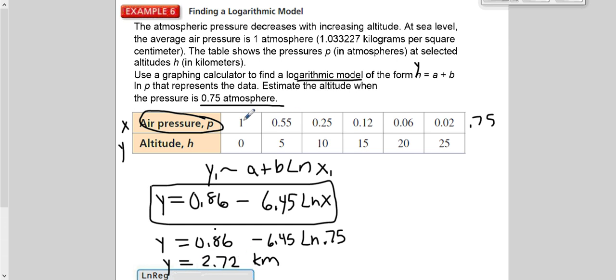We want to make sure that makes sense. So let's look at our table. If X is 0.75, that would be between these two numbers here, between 1 and 0.45. Is 2.72 between 0 and 5? It is, so that seems to make sense in the context of our problem. And then what was altitude measured in? It was measured in kilometers, so I made sure I gave a label to my answer.